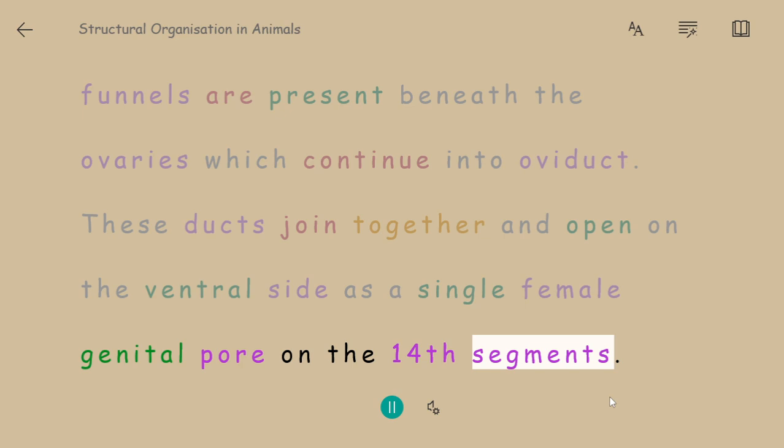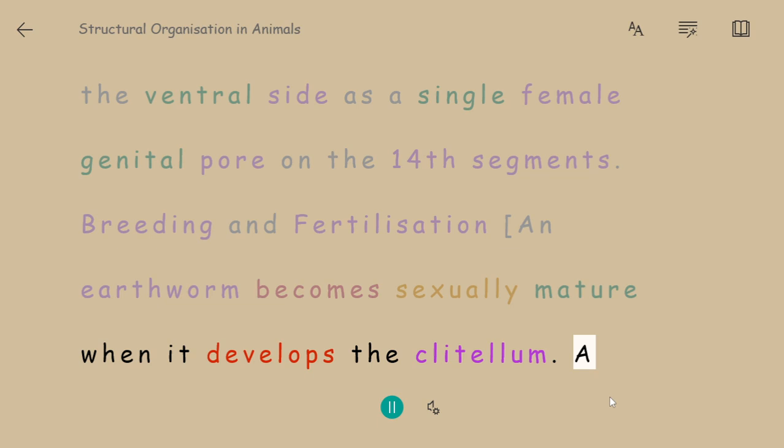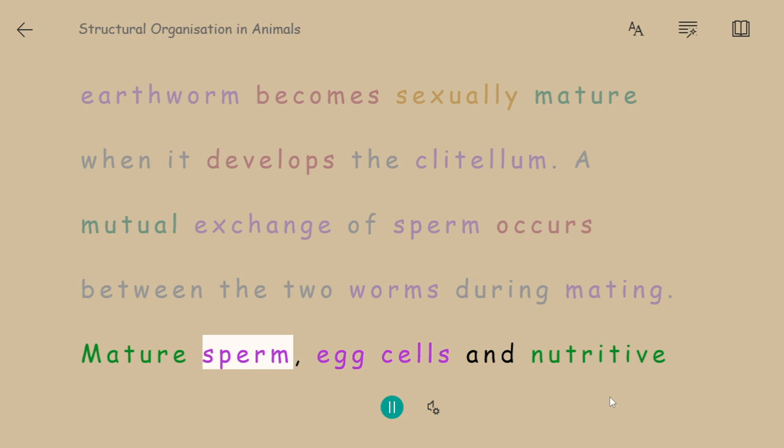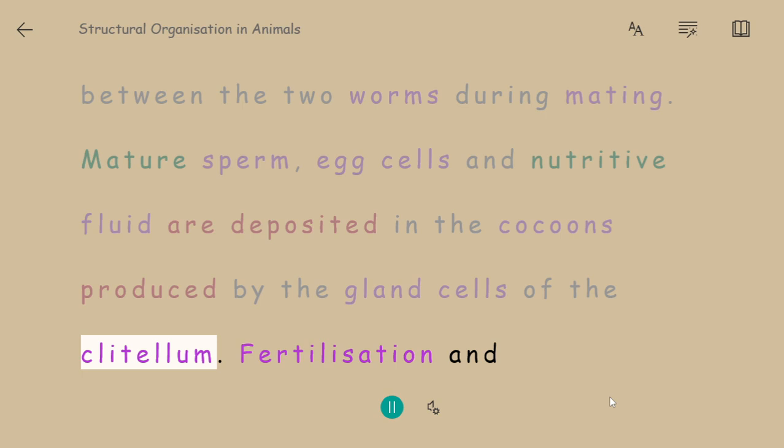Breeding and fertilization. An earthworm becomes sexually mature when it develops the clitellum. A mutual exchange of sperm occurs between the two worms during mating. Mature sperm, egg cells and nutritive fluid are deposited in the cocoons produced by the gland cells of the clitellum. Fertilization and development occurs within the cocoons, which are deposited in the soil.